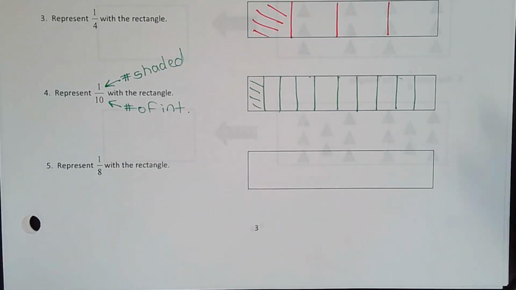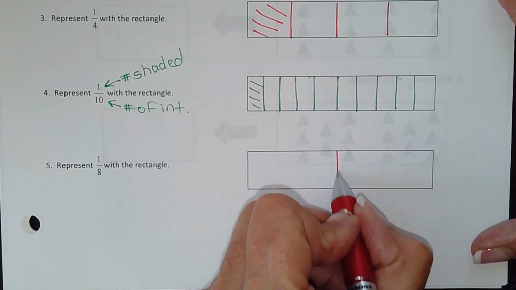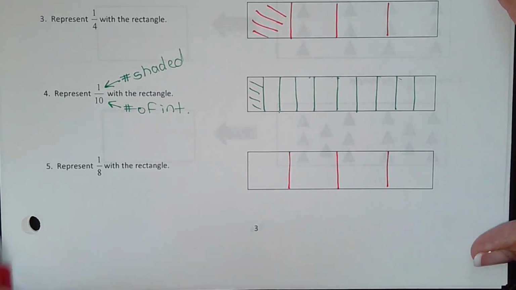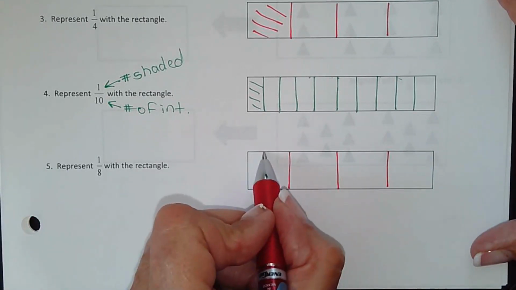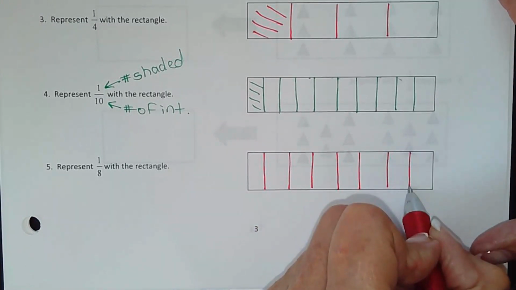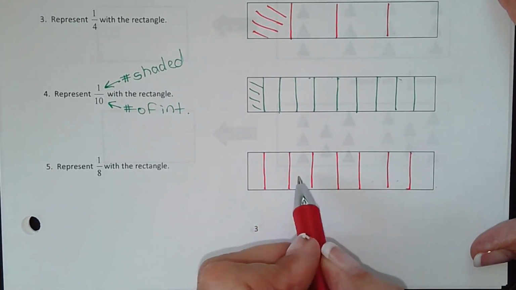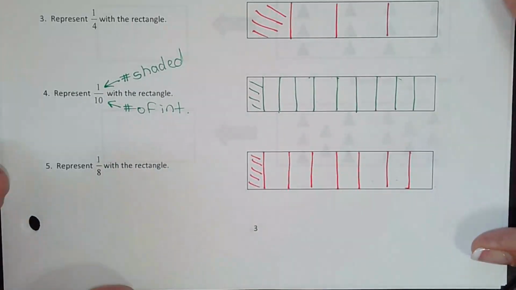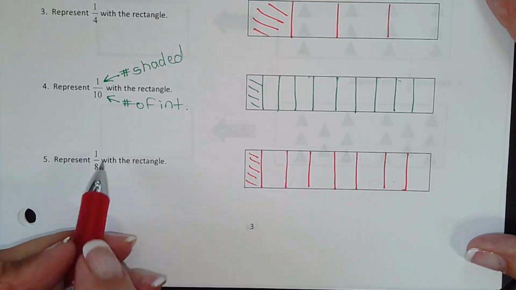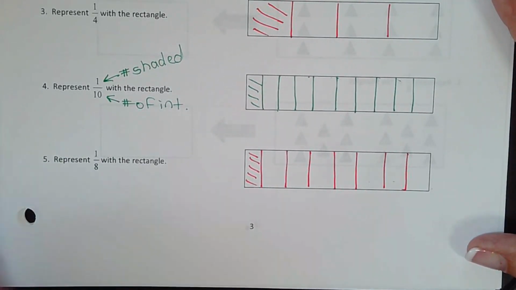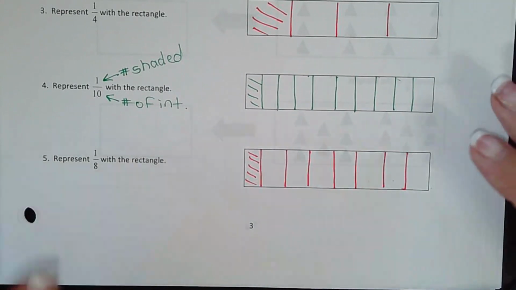1/8, a little bit easier, because we can just keep cutting it in half. Cut it in half, cut each half in half, and cut each fourth in half. So now I have 1, 2, 3, 4, 5, 6, 7, 8, and this says shade in 1 of those 8s. So the numerator is the number shaded, the denominator is the number of intervals. Fun stuff, right?